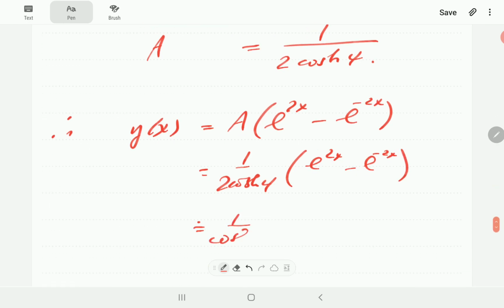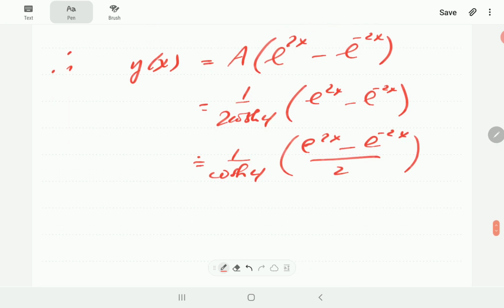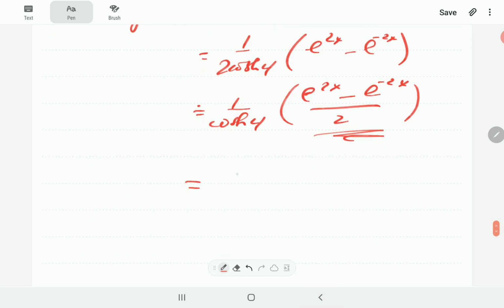If we absorb the factor of 2 here, then this term is just hyperbolic sine of 2x. It's called the hyperbolic sine of 2x over hyperbolic cosine of 4. So that is our final expression of the particular solution.